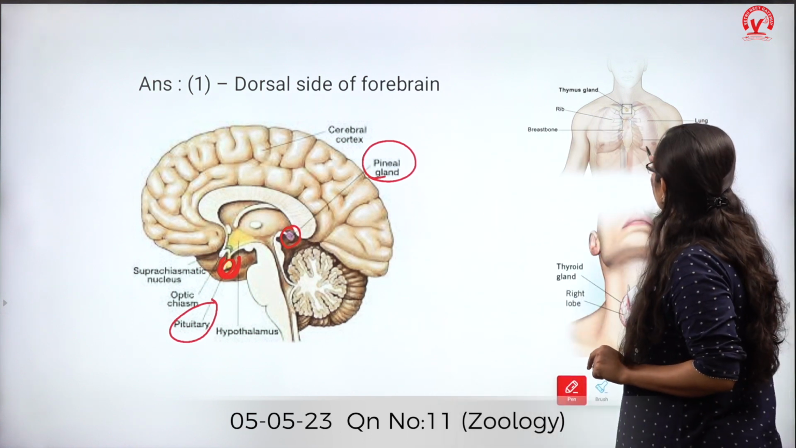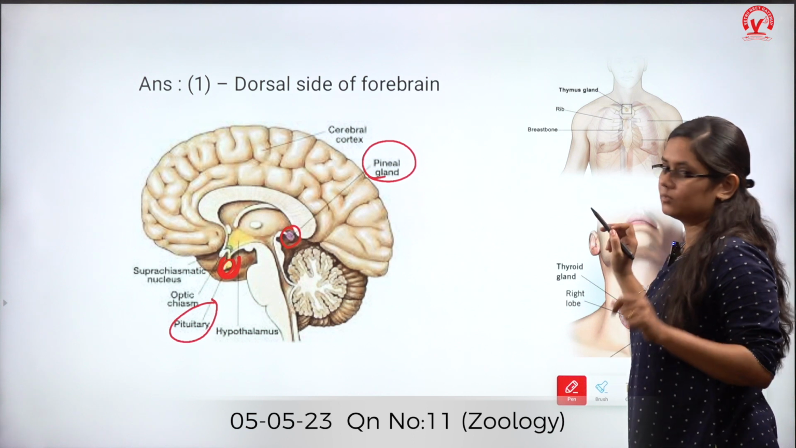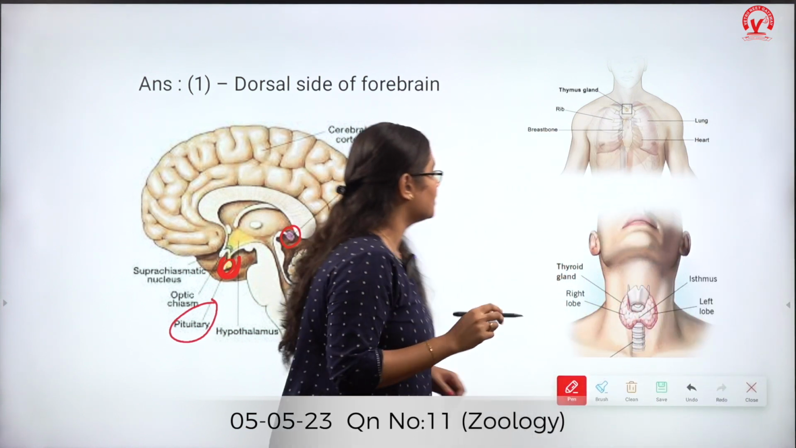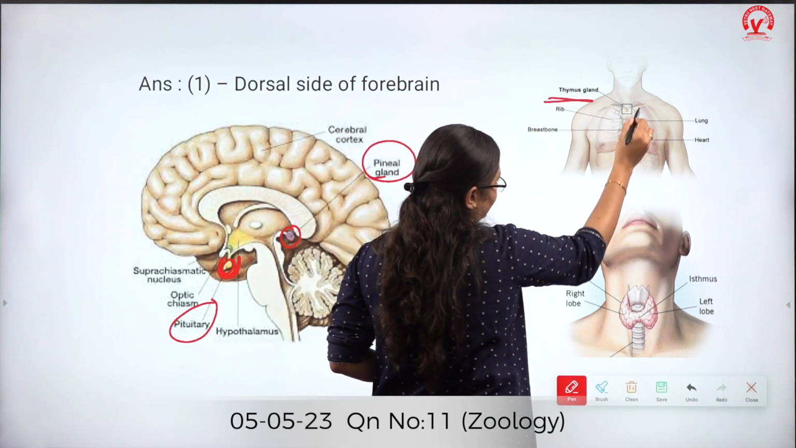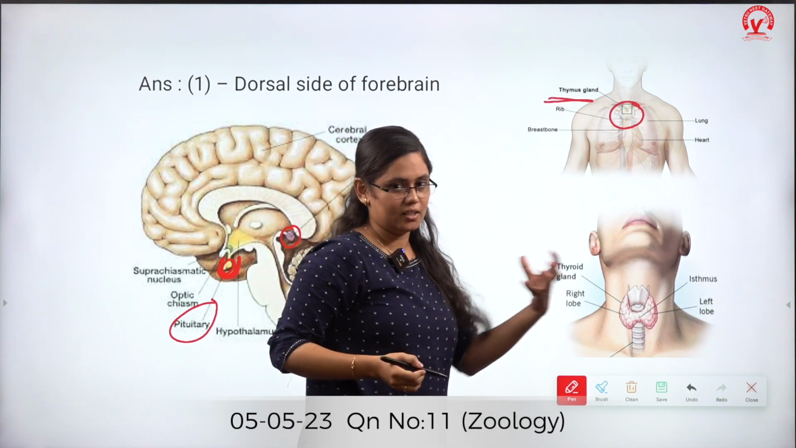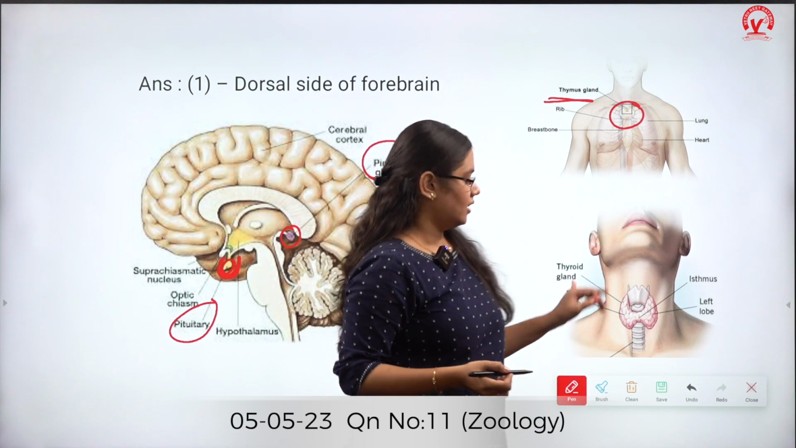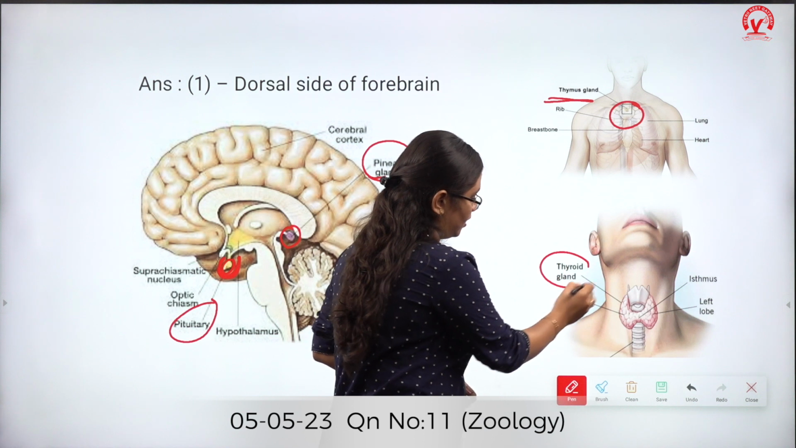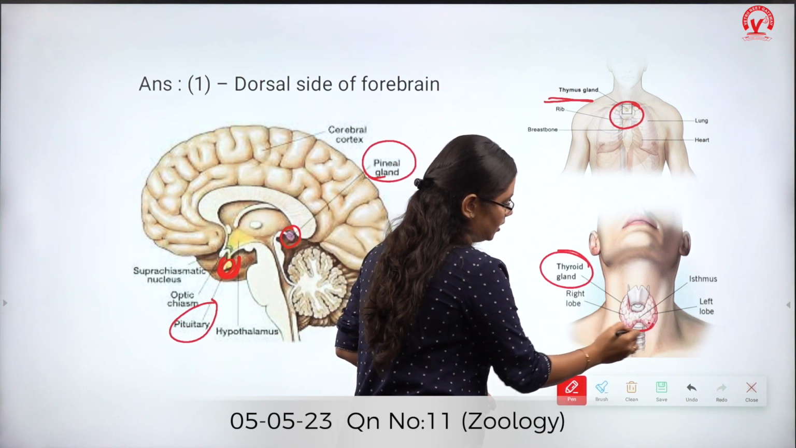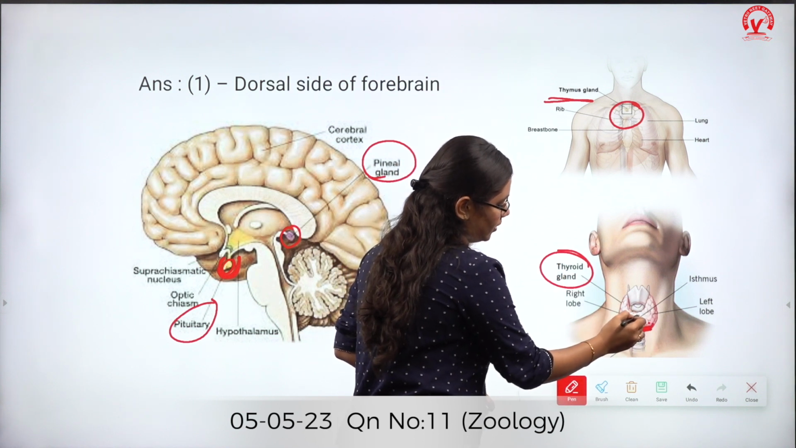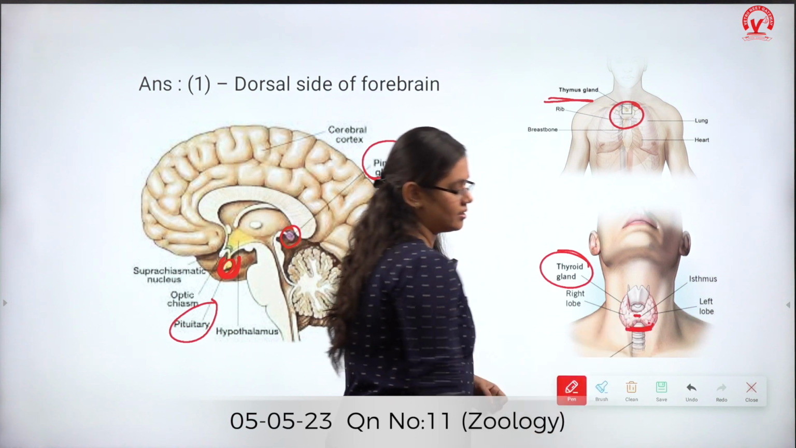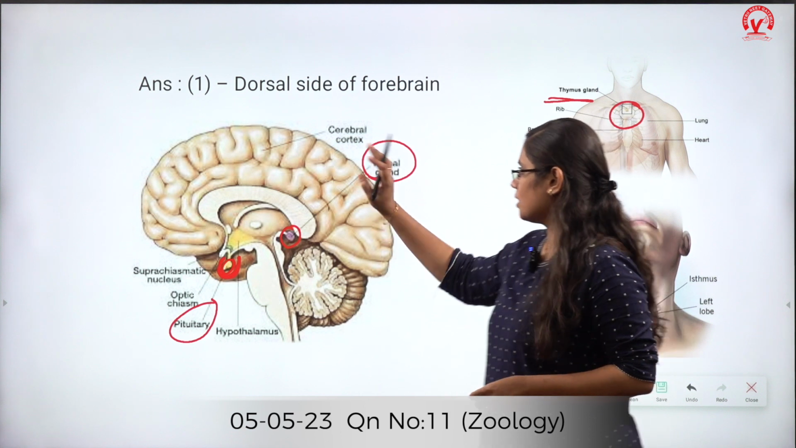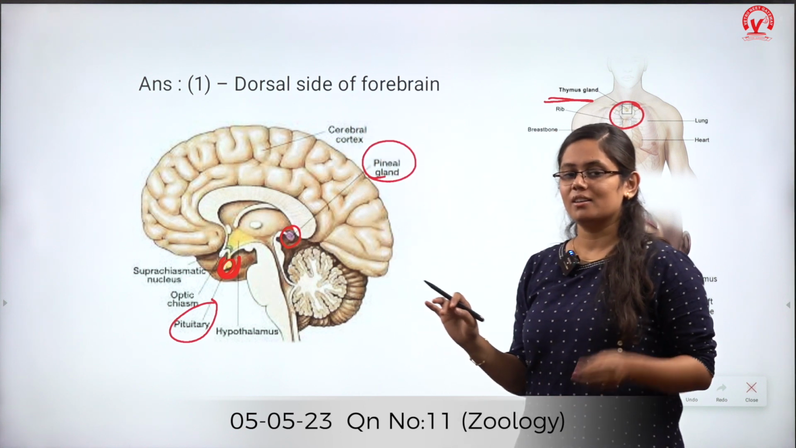Coming to other options, so behind the sternum, what is the gland present behind the sternum? The gland present behind the sternum is thymus, okay. Thymus will be present behind the sternum, whereas the gland that is present on either side of trachea is thyroid gland, okay. The two lobes are present, you can see, joined by isthmus on either side of trachea. So, for this question the answer will be option 1, dorsal side of forebrain, which is the location of the pineal gland.